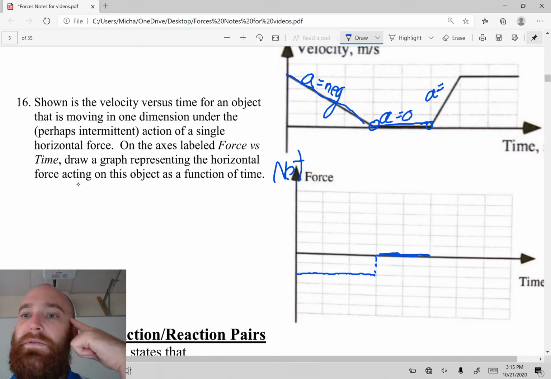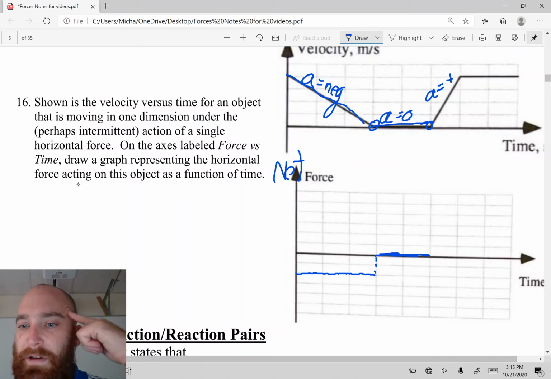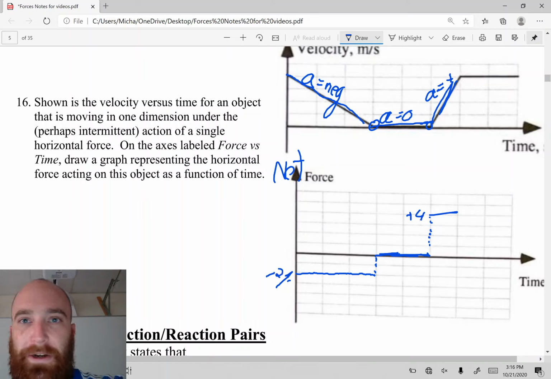Here, A equals positive, which means the force will be positive. I'm going to give it a higher force than this negative. And the reason I'm doing that is, see how this is steeper? I think that's more acceleration. More acceleration, more force. So I made this one like +4, whereas this one I just made -2. Those numbers came out of nowhere. It's a greater value.